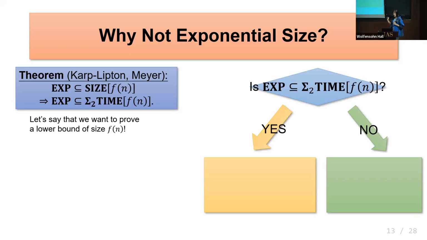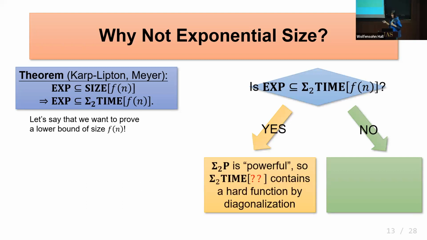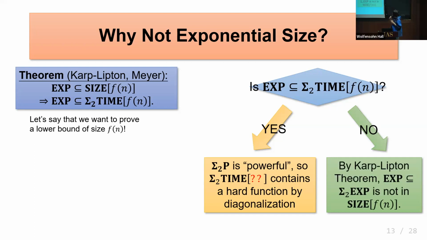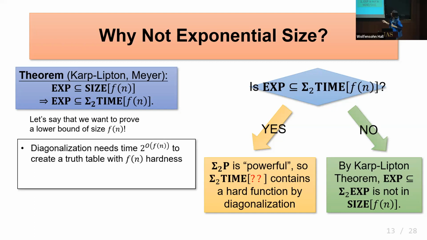We branch on whether exp is in sigma 2 time F(n) or not. If it is, then sigma 2 P is powerful, so you can do diagonalization in sigma 2 time. I'll calculate the parameters later, but let's put question marks here. And if exp is not in sigma 2 time F(n), then we get the desired circuit bound against size F(n). So what remains is to calculate the question mark here.